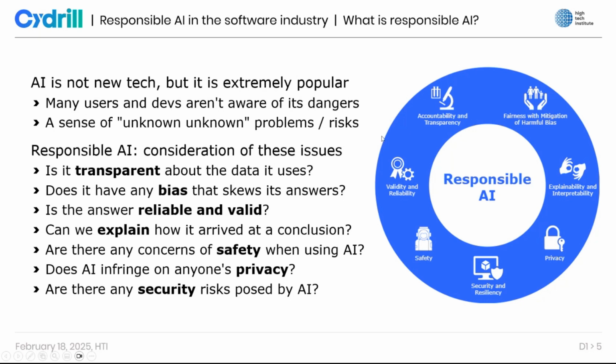Then we have validity and reliability, which is very important because after all, we are programmers. We want things to actually work. This encompasses 3 main things. Correctness: is the code correct? Reproducibility: can we reproduce the code by asking the same question? And consistency: is the code we generate consistently correct?